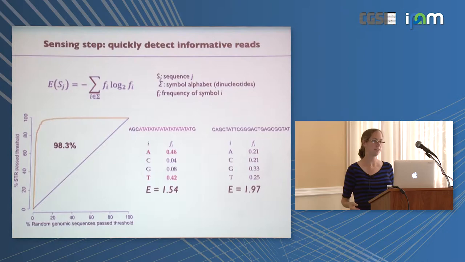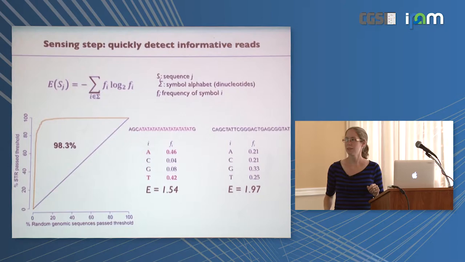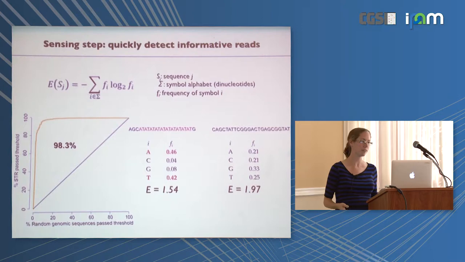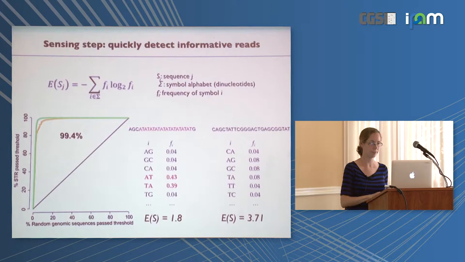Okay, so we tried using entropy as a way to classify between repetitive and non-repetitive sequences. First, just using single nucleotide frequencies. And we found that already this was doing a pretty decent job of separating between repetitive and random sequences. If we use dinucleotide entropy, where the dinucleotides are now our alphabet, that does even better. So this is what we decided to go with. Okay, so we have this entropy metric that can tell us whether a sequence is likely repetitive or not.